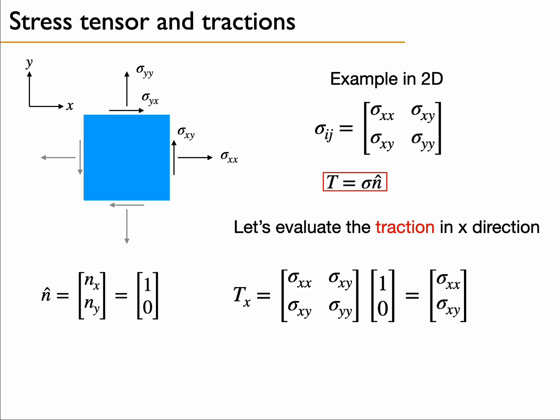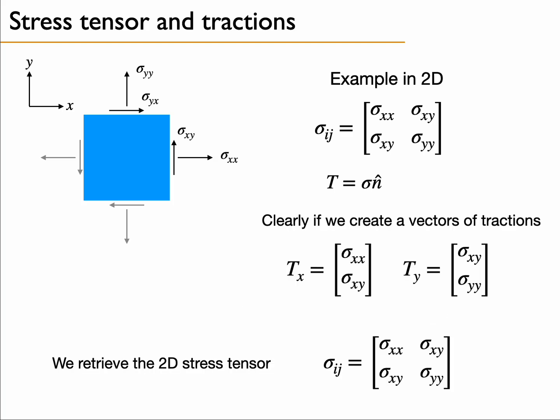If we multiply the tensor by the vector 1, 0, we simply obtain a vector, which is sigma xx and sigma yx. If we do the same exercise, but we compute it in the y direction, the normal has now values 0 and 1, so it's a unit normal in the vertical direction. The product of sigma times n gives a vector which has components sigma xy and sigma yy. Again, we can collect these two traction vectors in a single object, and that is the 2D stress tensor.